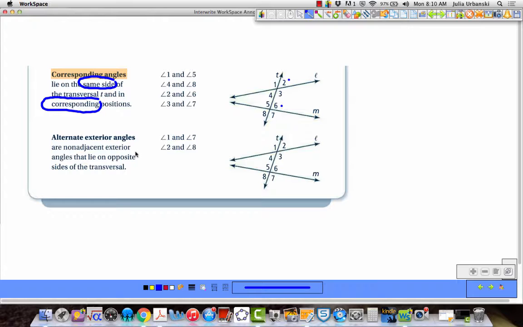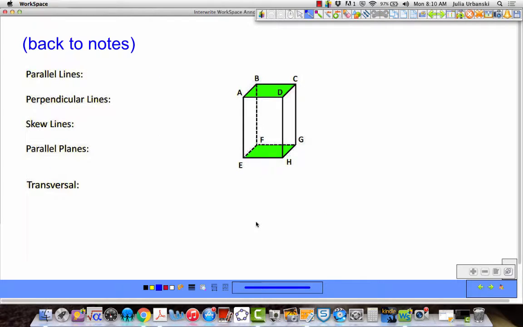Alternate interior, alternate exterior angles. Two keywords here. Exterior, so it means it's going to be outside the realm of those two lines. And what else? Lie on opposite sides. Okay? Parallel lines. Let's name a few parallel lines. They're never going to intersect, and they can't be in different planes. Different planes are skew lines.